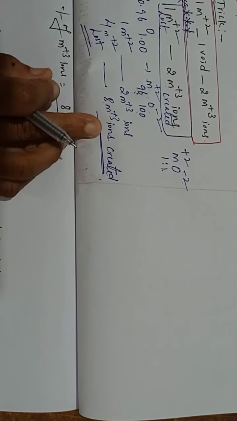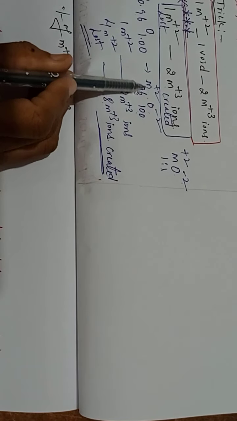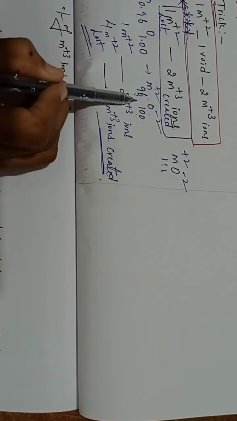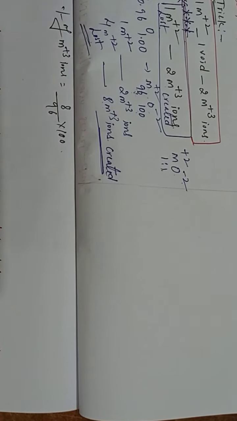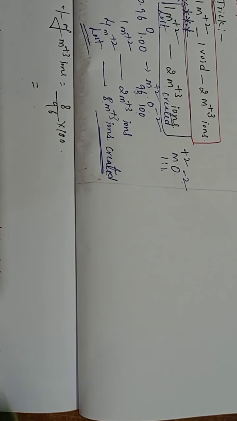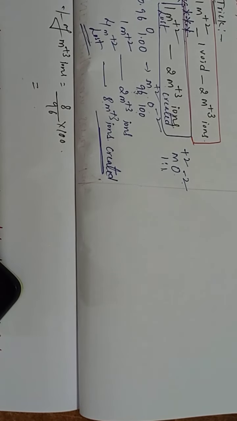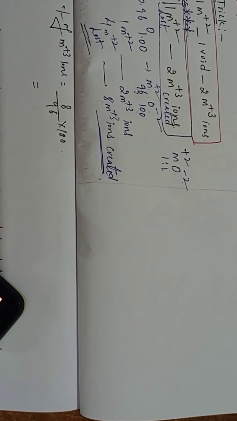Are you following? Then how many M+2 ions actually total? How much given in the question? 96 given. So 8 by 96 into 100. Understanding, students? So like this you have to calculate. 8 by 96 into 100. How to find it, students?